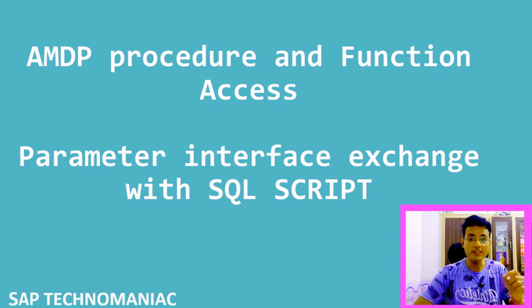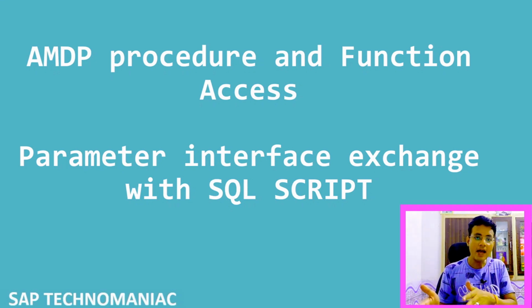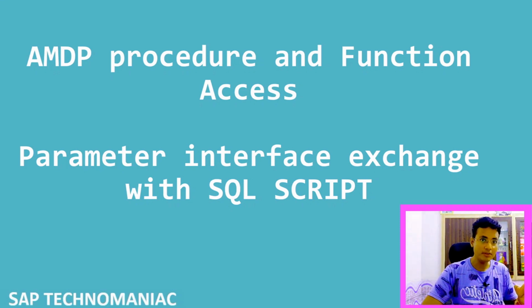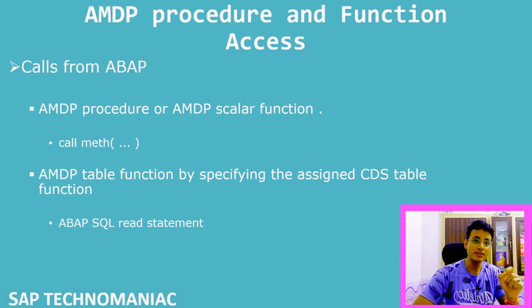In this video, we will see all the ways we can call the AMDP procedures and functions. Second, we will see the parameter interface exchange between ABAP and SQL script. As you know, in ABAP we have importing, exporting and changing parameters, but SQL script has in, out and in-out parameters. One more important thing: an in-out parameter can accept only scalar values. It can't accept tabular values, but in ABAP we can pass a table in the changing parameter as well. How will it be handled, and how can we call the AMDP procedures and functions?